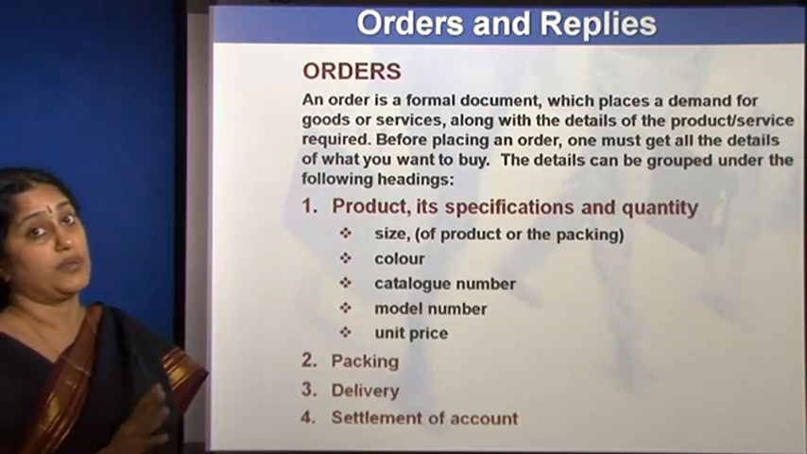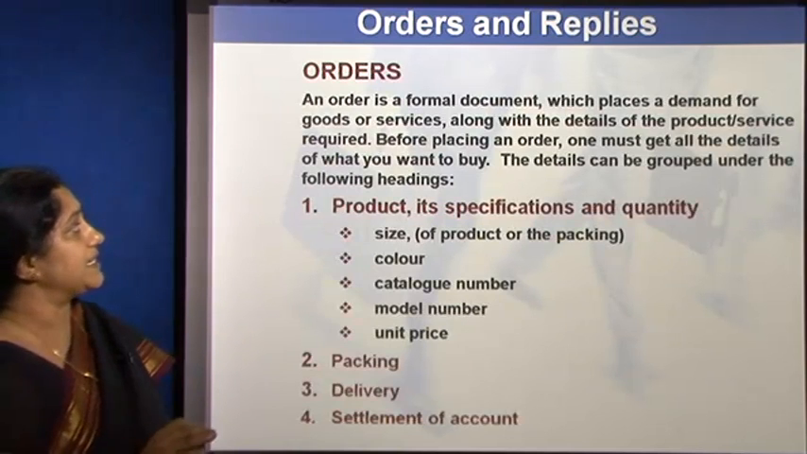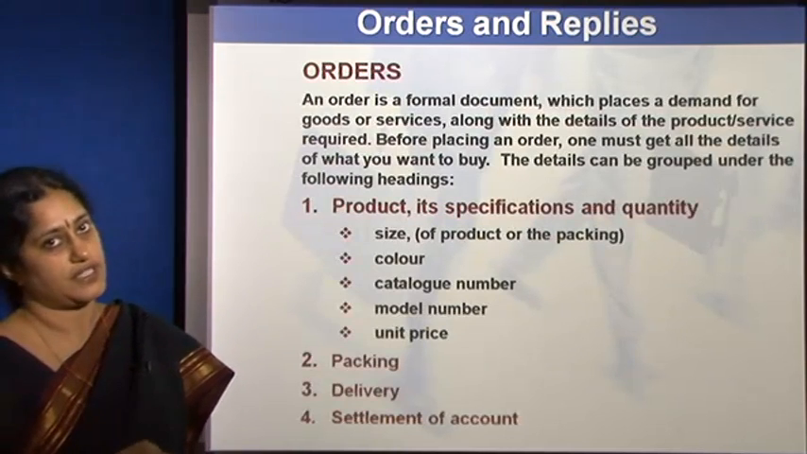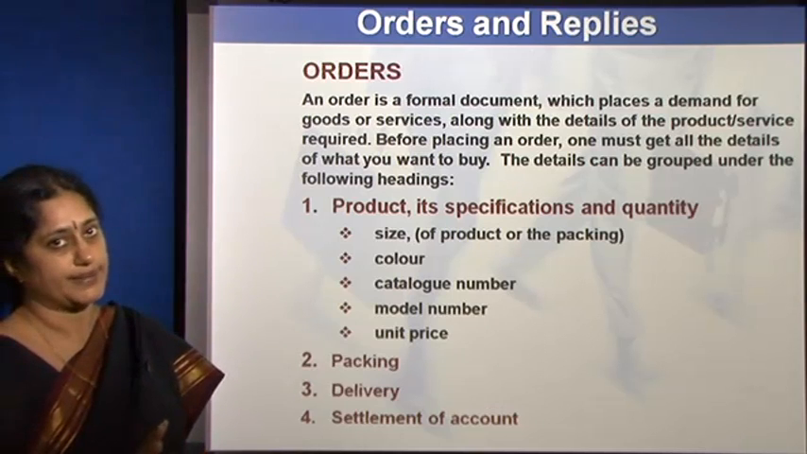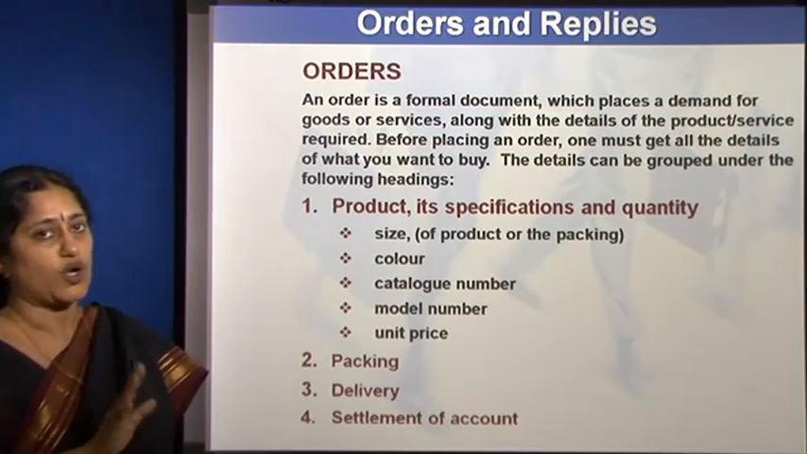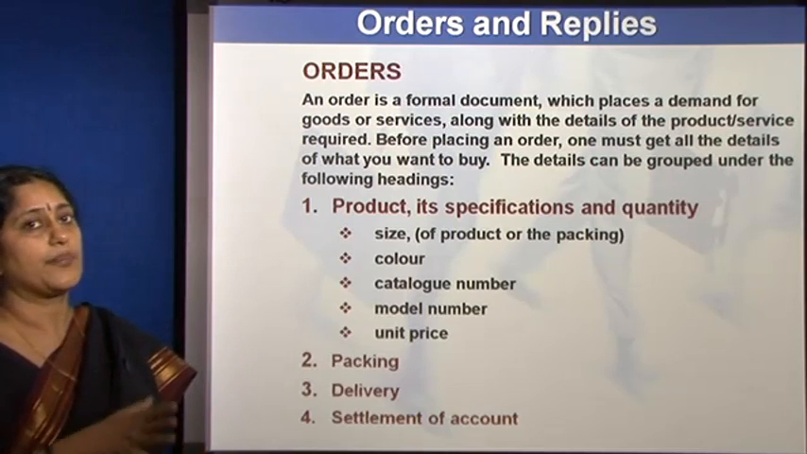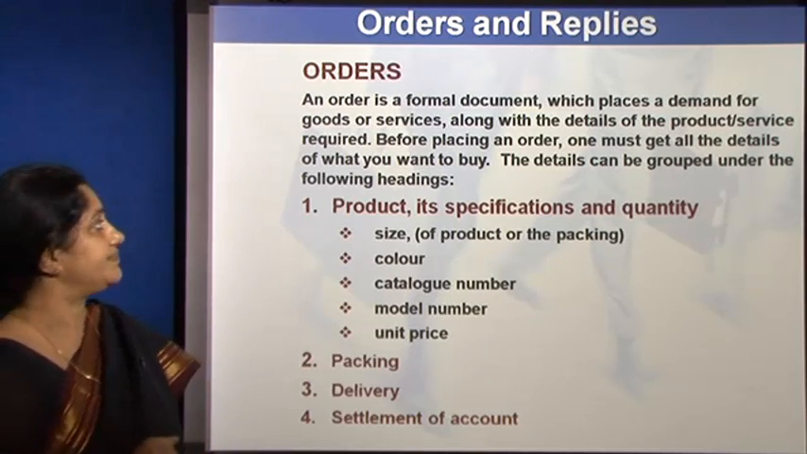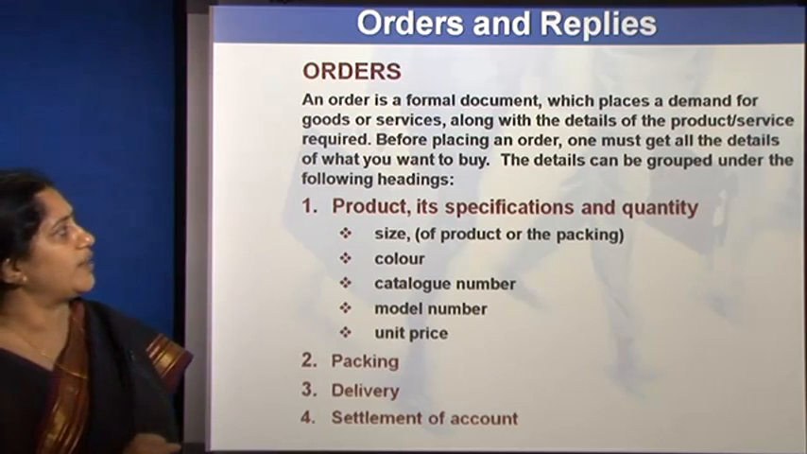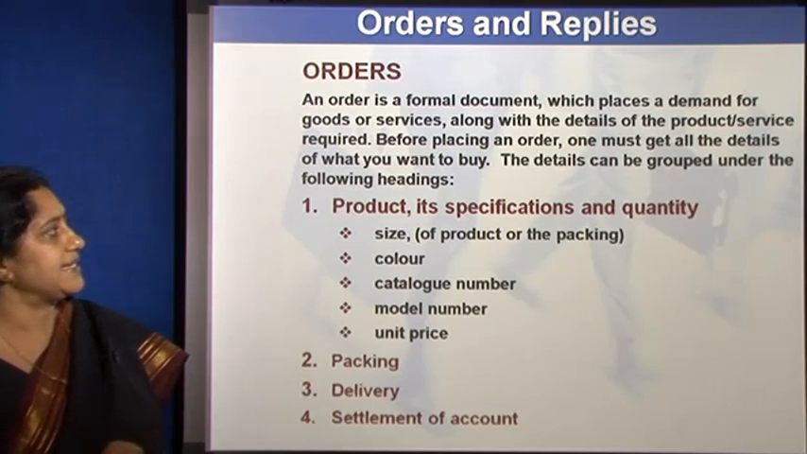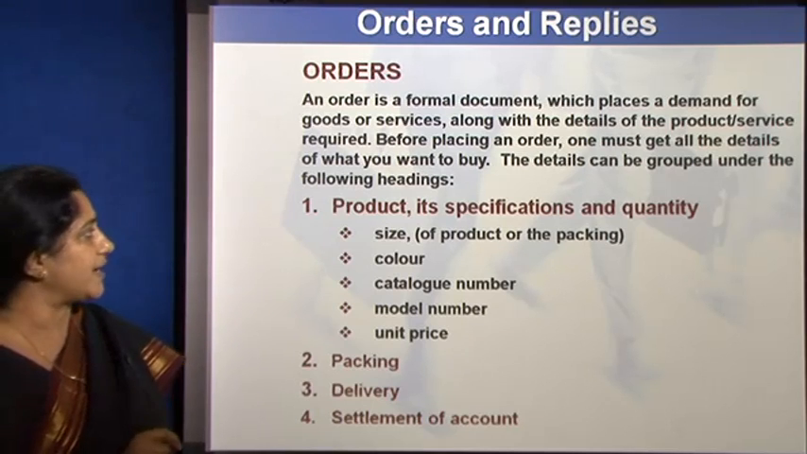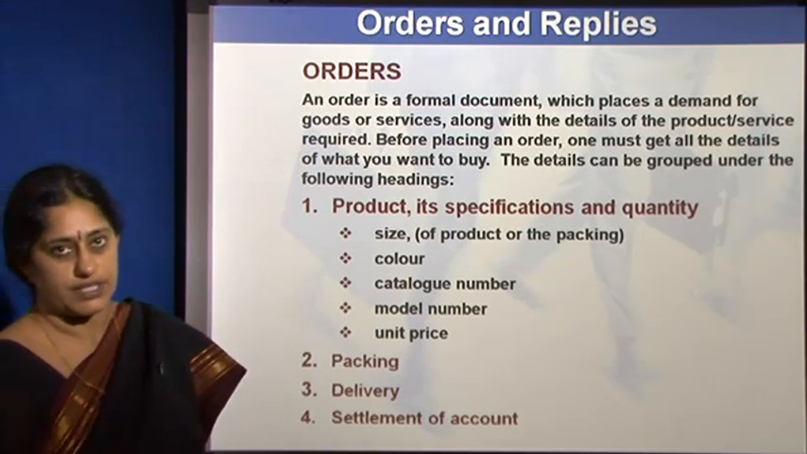So an order is a formal document which places a demand for goods or services along with the details of the products and services required. So it's a very formal document based on which the company will service the order. Before placing an order, one must get all the details of what one wants to buy. The details can be grouped under the following headings: product, its specifications and quantity.